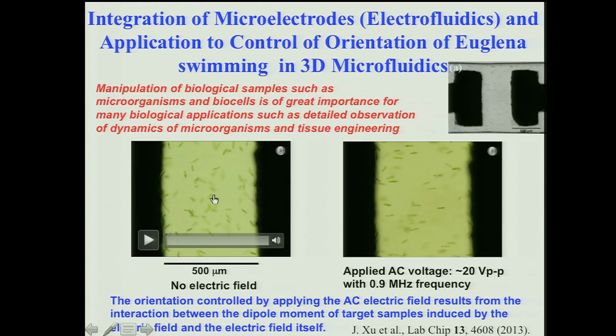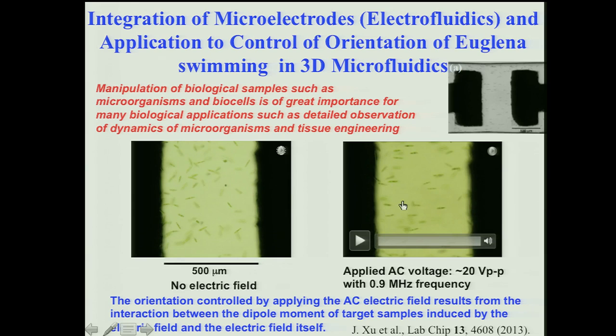Okay, so as you can see from this movie, Euglena are randomly swimming in the microfluidic channel when no electric field is applied. On the other hand, by applying the proper AC voltage between the two isolated microelectrodes here and here, the swimming direction of the Euglena is oriented along the electric field. Here, it's considered that the orientation controlled by applying the AC electric field results from the interaction between the dipole moments of the target sample, in this case Euglena, induced by the electric field and the electric field itself.